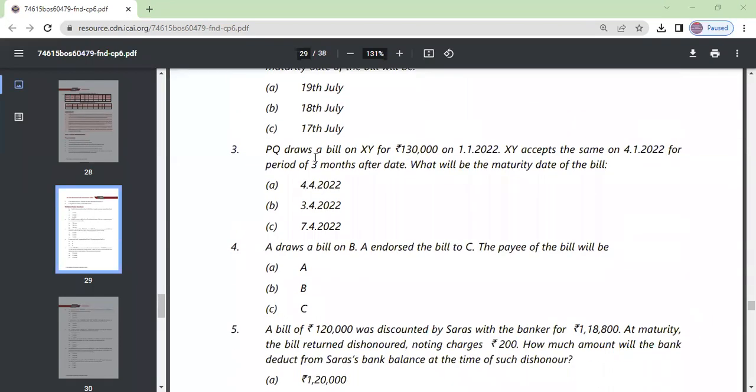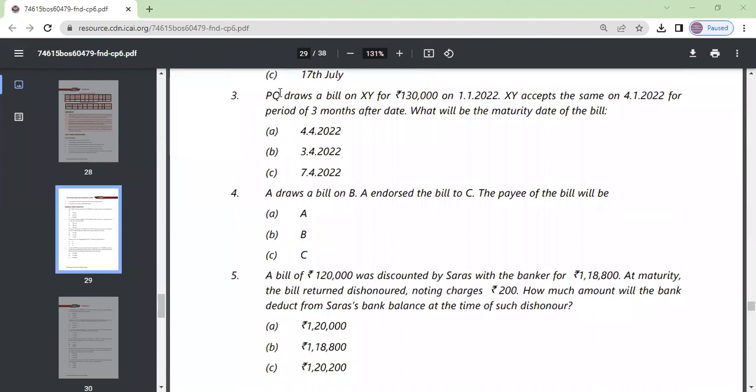Coming to question number 3. PQ draws a bill on XY for 1,30,000 on 1/1/2022. XY accepts the same on 4th January 2022. There are two dates here. One is the date of bill drawn, 1st January 2022. 4th January 2022 is the date of acceptance. Tenure is 3 months, the time period is 3 months. After date, this is important. Now, what will be the maturity date?